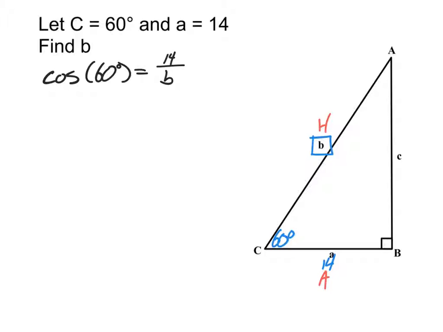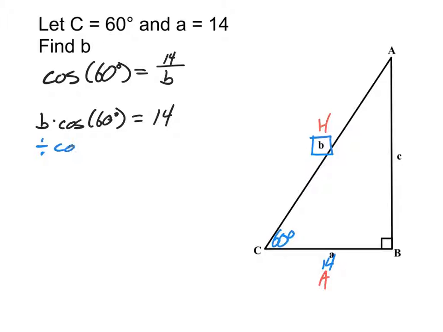So whether you think of this as multiplying both sides by b, or you write it as cosine of 60 over 1 and then cross multiply, you'll end up with b times cosine of 60 degrees equals 14. Well, of course, we got another step from here. We still need to know what b is, so we're going to divide both sides by the cosine of 60.